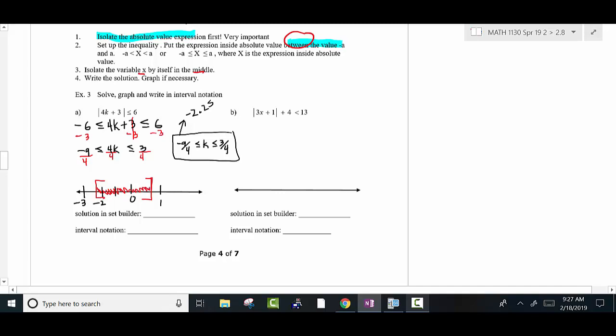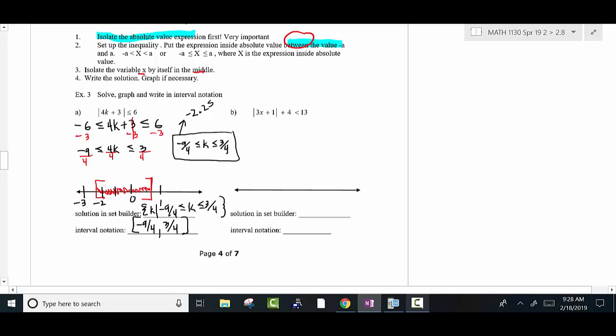All right. Now the way we would write our answer is in set builder notation. Set builder, you want to be flexible how you do this. We would just say the set of k. K is our variable, and then we would just say exactly what we got. We have -9/4 less than or equal to k less than or equal to 3/4. And all that means is k is in the middle of those two numbers. Okay? Interval notation is just like the graph. You would say bracket -9/4 comma 3/4 bracket, and that would give you a solution like that.